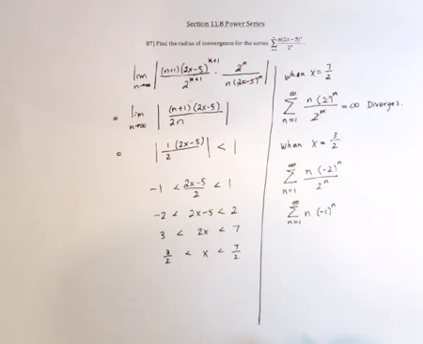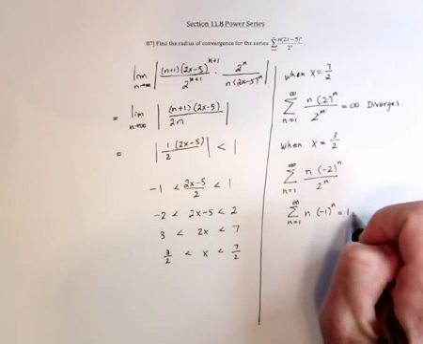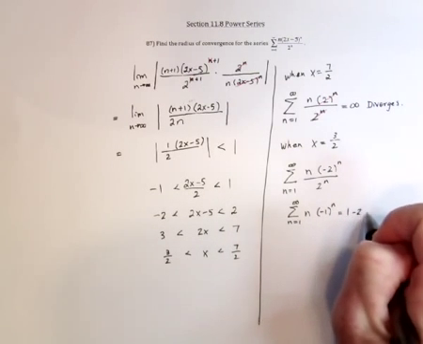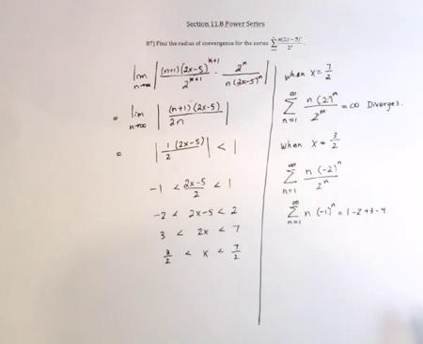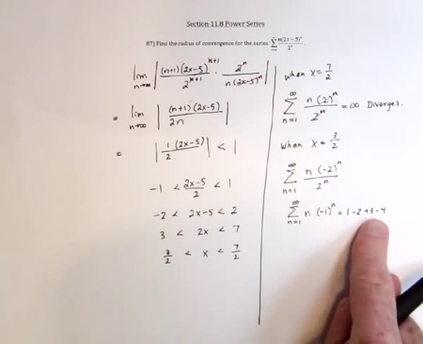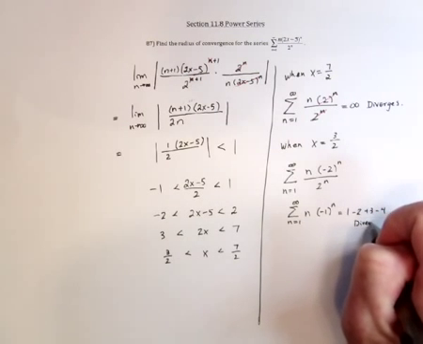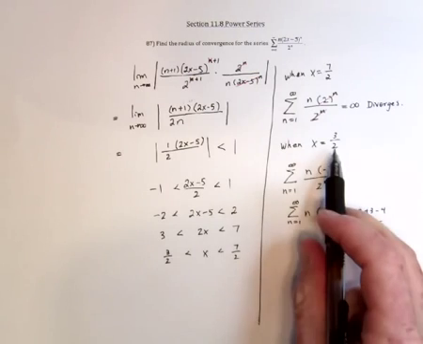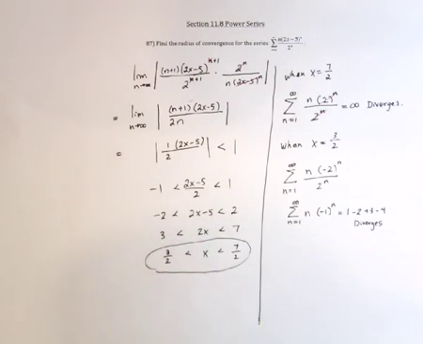And then this would be a positive 1 minus a 2 plus a 3 minus a 4, and that diverges. In order to converge, the terms have to get smaller and smaller and smaller. These are not getting smaller and smaller, so it diverges. So that means that neither the 3/2 nor the 7/2 worked out, so this interval right here is our final answer.